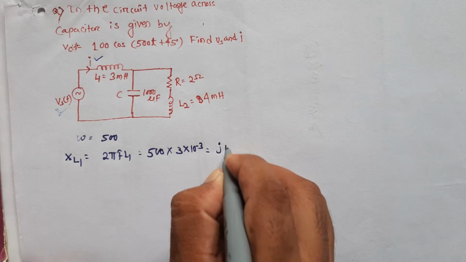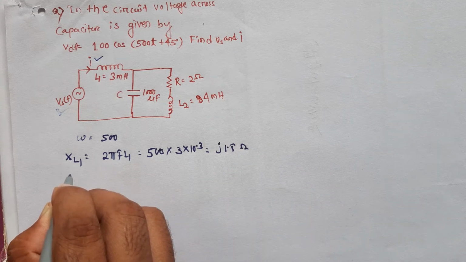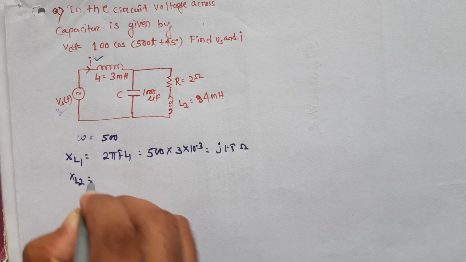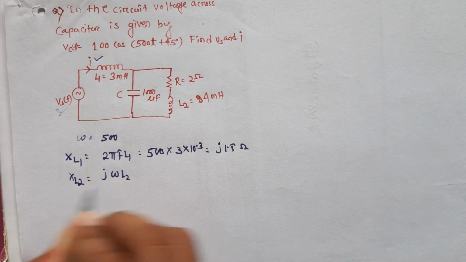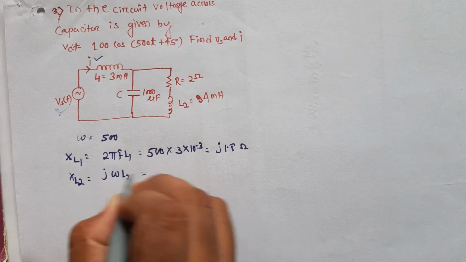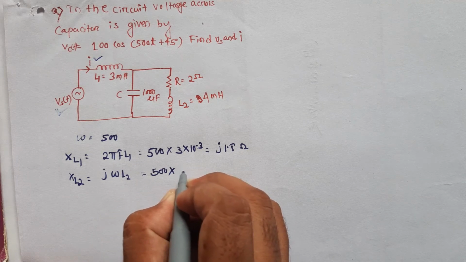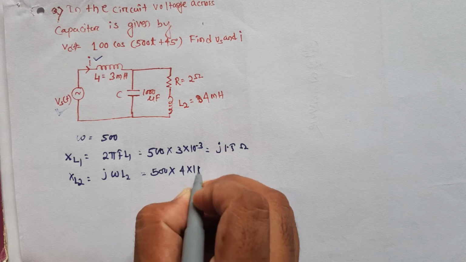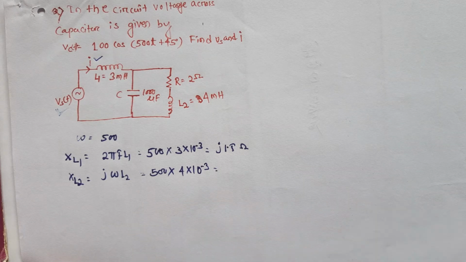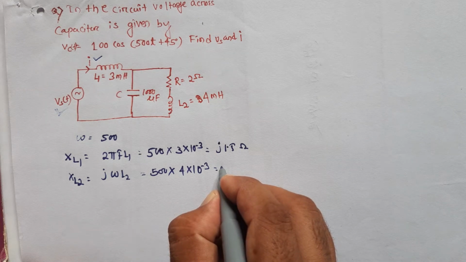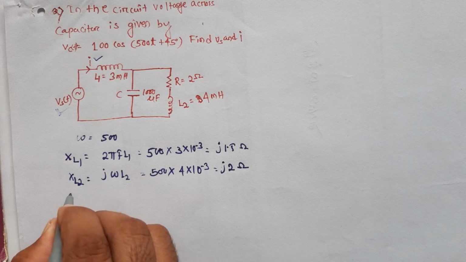which is equal to j1.5 ohm. Next, for XL2 we can write j omega L2. Here omega is 500, into 4 into 10 to the power minus 3. We calculate this value, which is equal to j2 ohm. Next we need to find XC.